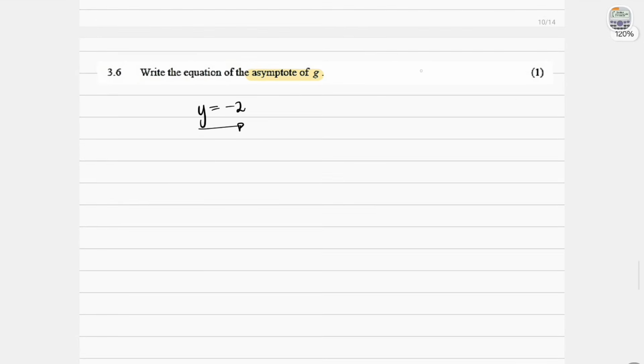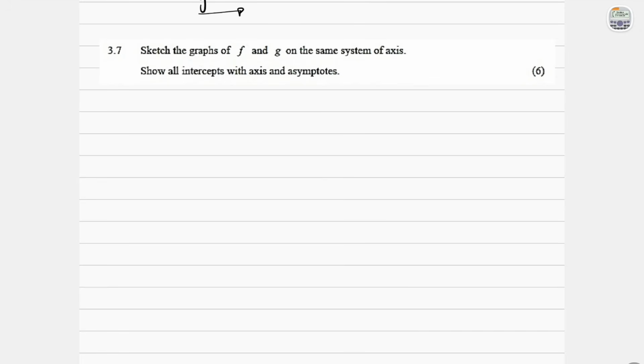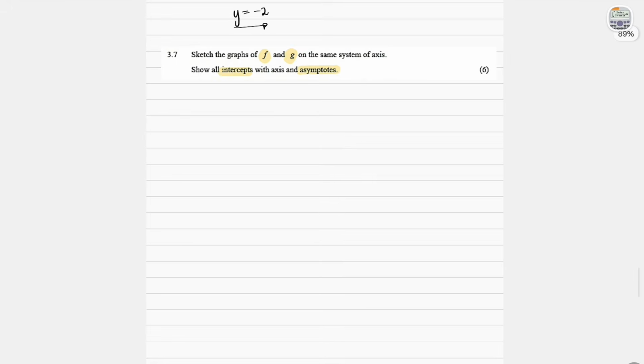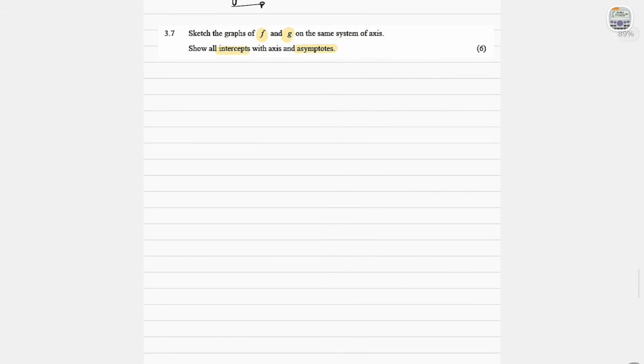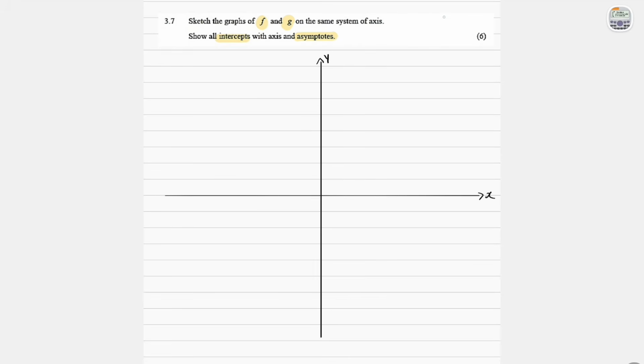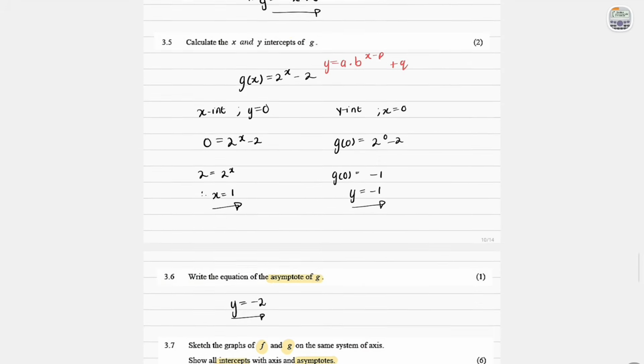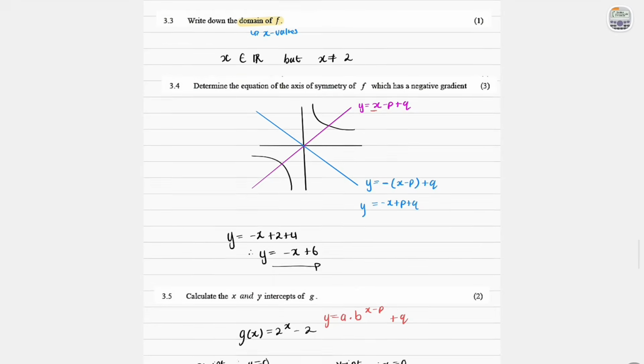Moving on to the next question. Question 3.7 says, sketch the graphs of f and g on the same system of axes and then show all intercepts with axes and the asymptotes. So just show all intercepts and the asymptotes. Okay, so let's put down a Cartesian plane first. And we can start with the graph of f, the first graph, the hyperbola.